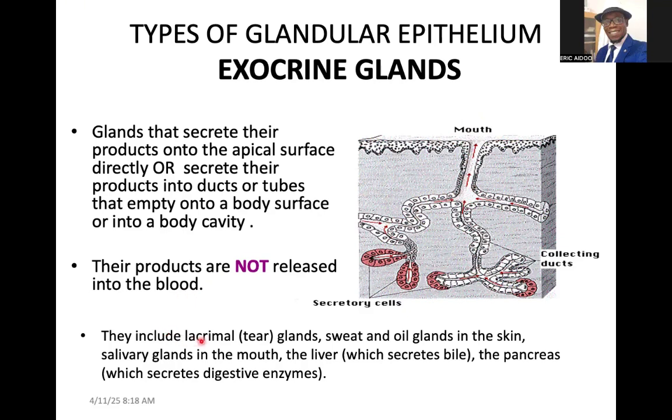So they include lacrimal or tear glands, sweat and oil glands in the skin, salivary glands, just as we have described. Then you can also have the liver, which will secrete bile and store it in the gall bladder. Then you have the pancreas as well. So these are some examples of exocrine glands.